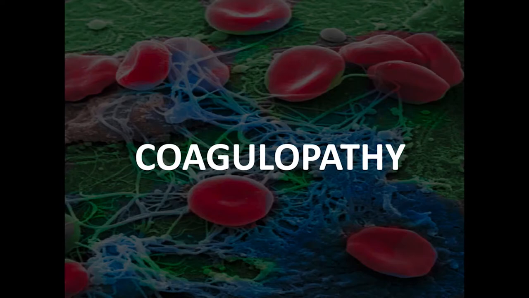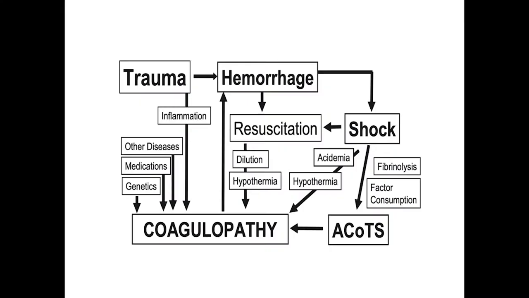Ultimately, we have to understand trauma is the start. Then we get to hemorrhage, and that hemorrhage leads to a shock state. That shock state ends up moving into an acidosis. And because we're losing volume and because of environmental causes, maybe the patient's age adds to this, we become hypothermic, and that leads to coagulopathies.